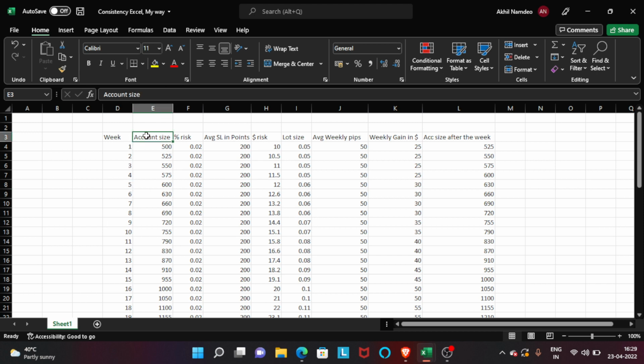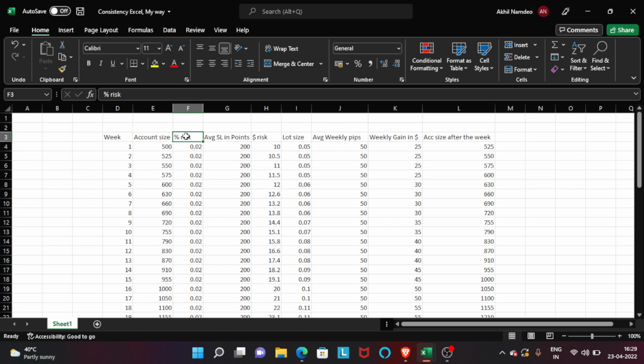Then comes the account size. We are assuming that we are starting our account with $500. It could be anything for you guys. It doesn't need to be $500. $500 is a nice amount, so I just thought of starting with that, right?